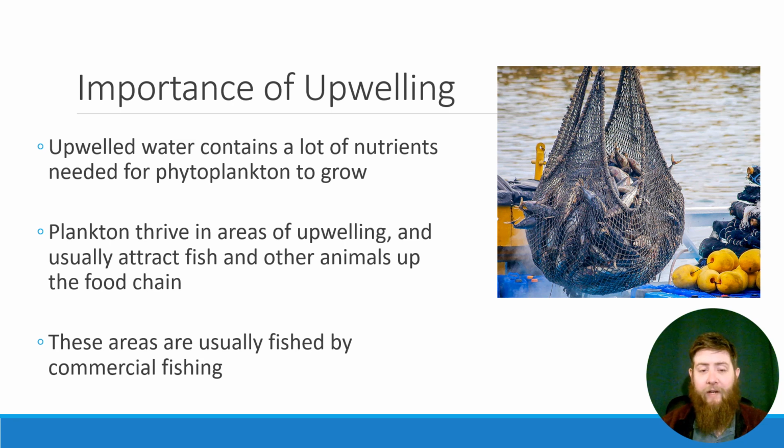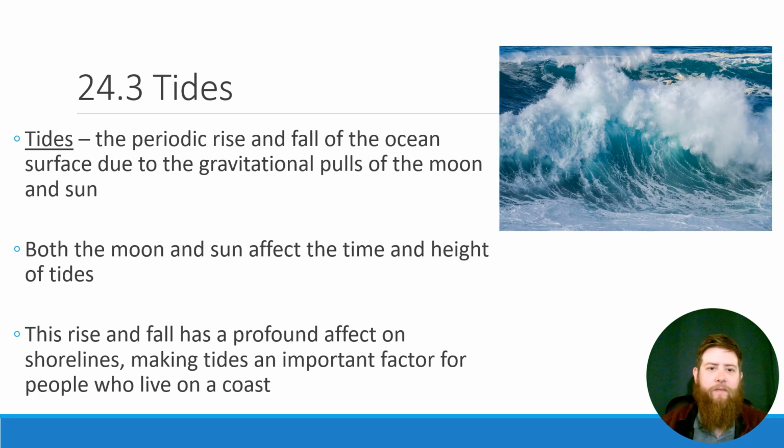So we're getting all these west coast things happening, and that's causing a lot of these upwellings. Upwellings are very important. They contain lots of nutrients that phytoplankton need to grow. Whenever we get an area that's upwelling, we get lots of fish and lots of other animals up the food chain that are eating the phytoplankton. These areas in turn are usually commercially fished because that's where the fish are. So knowing where they are, if you're a fisherman, could mean that you get a good haul that day versus not getting a good haul that day.